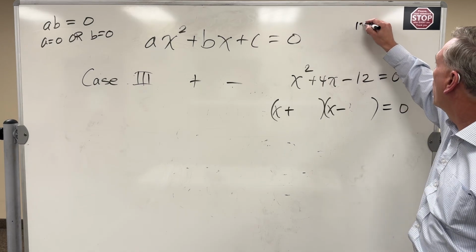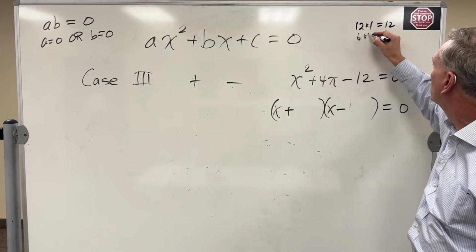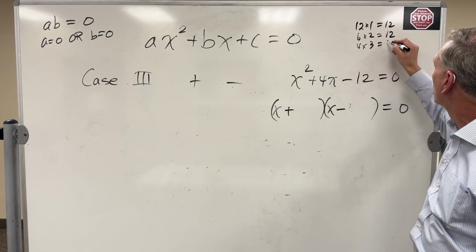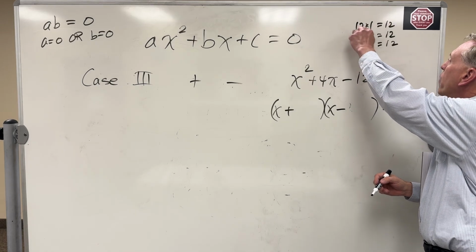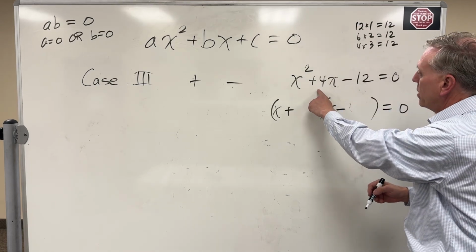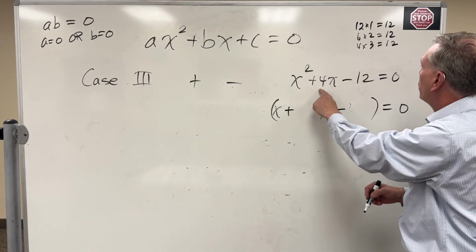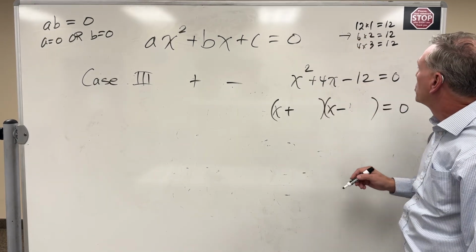So we can do 12 times 1 is equal to 12. We can do 6 times 2 is equal to 12. And 4 times 3 is equal to 12. So now let's take a look. 12 times 1 is 12. 12 minus 1 is 11, not 4. 6 times 2 is 12. 6 minus 2 is 4. That's the one we're looking for. That one right there. So we need a 6 and a 2.